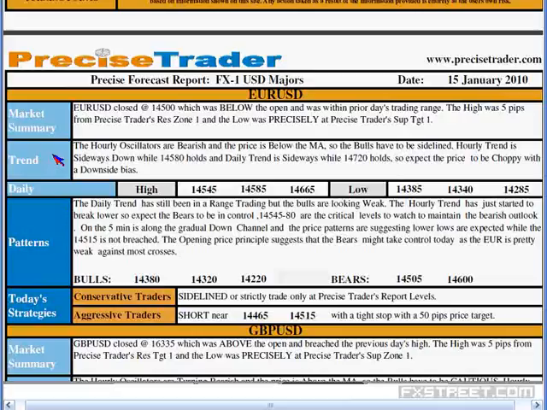On the trend, the hourly oscillators are bearish and the price is below the moving average. So the bulls have to be sidelined. We are telling you that if you are bullish or looking for a buying opportunity, you have to stay sidelined, because right now the sellers are in control. The hourly trend is sideways down while 145.80 holds, and the daily trend is sideways while 147.20 holds. So expect the price to be choppy with a downside bias. Overall, the price is expected to come down, and you have to look for a shorting opportunity.